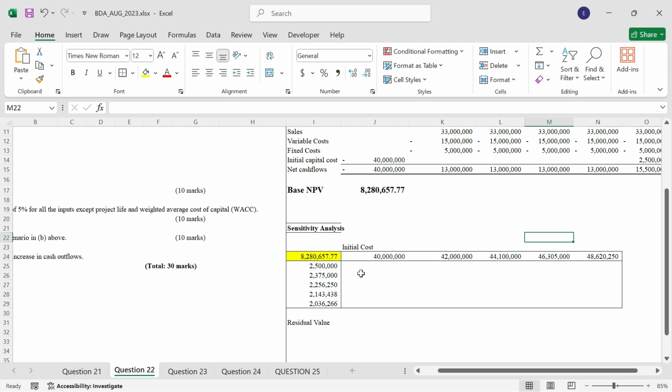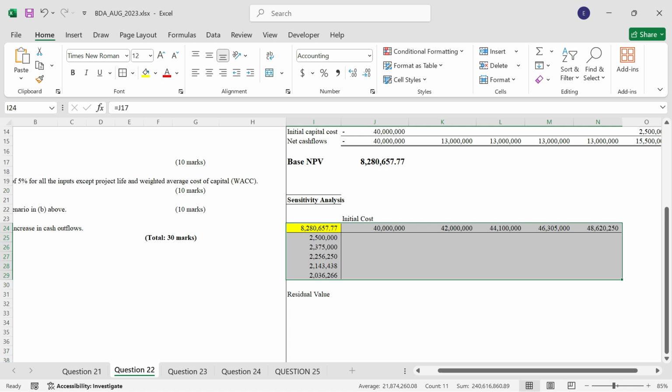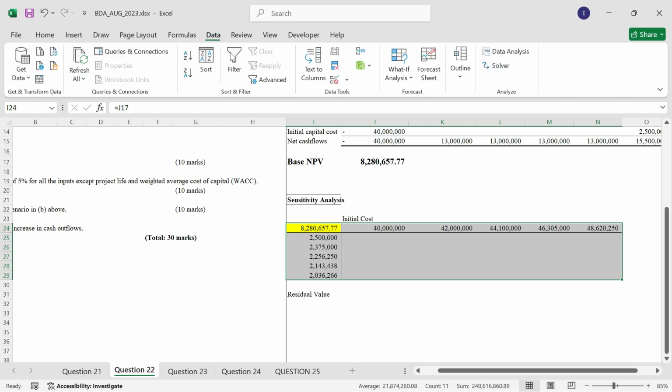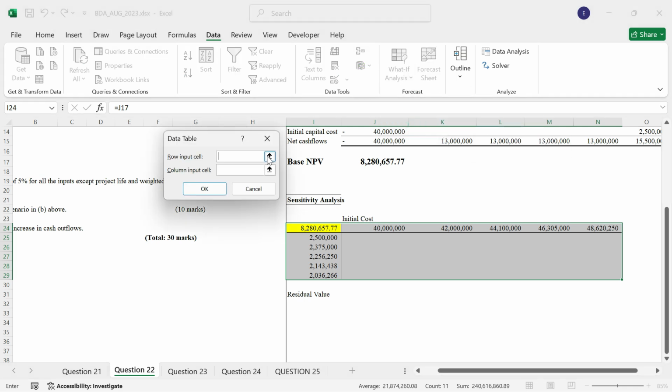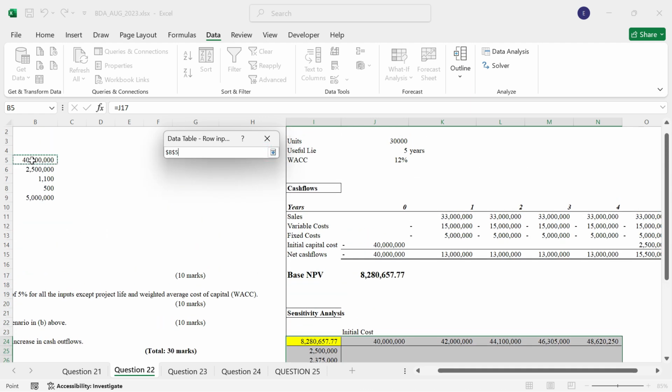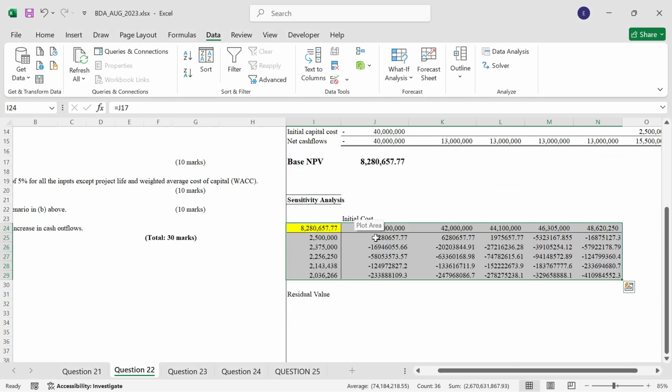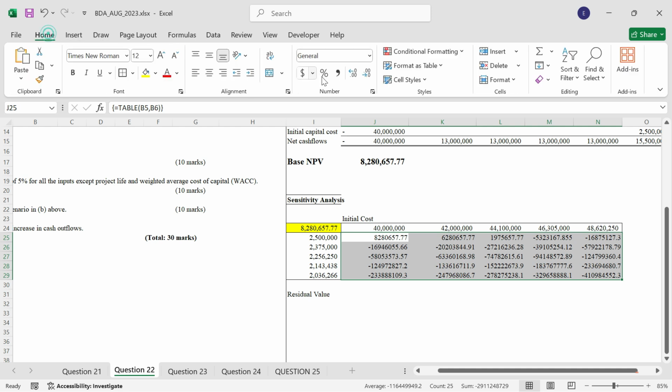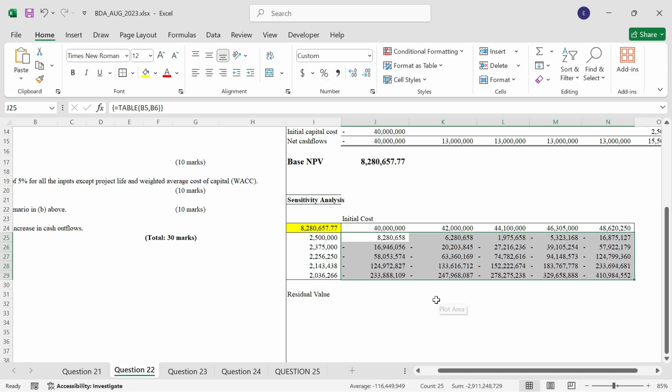Then we can use data tables to find these NPV values. I'll select my data table, go to data, and the data I have is what-if analysis, under which I have data tables. My row input is the values in the row, so my original initial cost, and my column input is the values in the column, my original residual value. And so now I can see the different NPVs for my different changes.